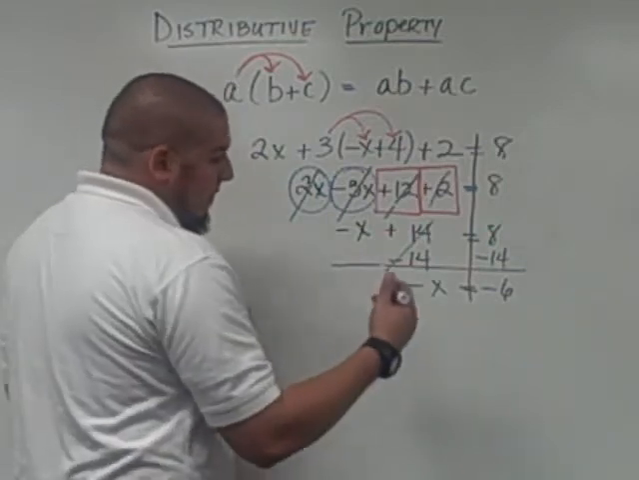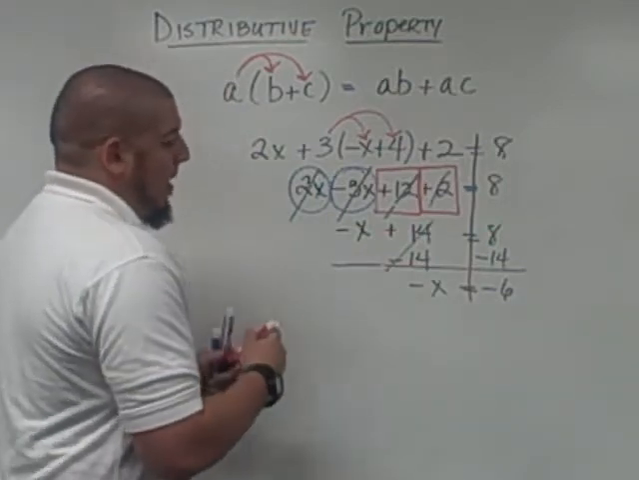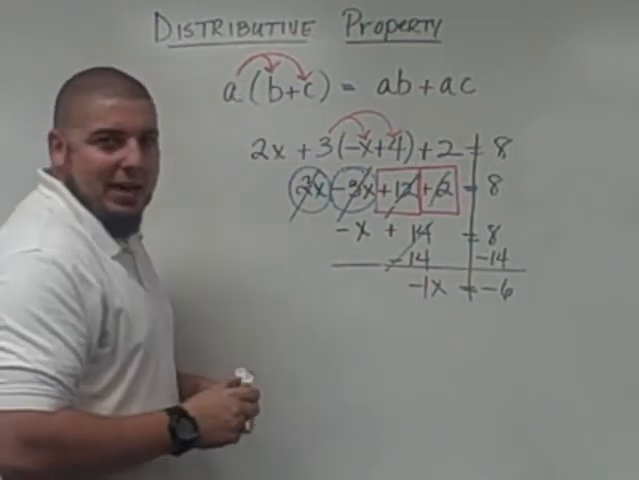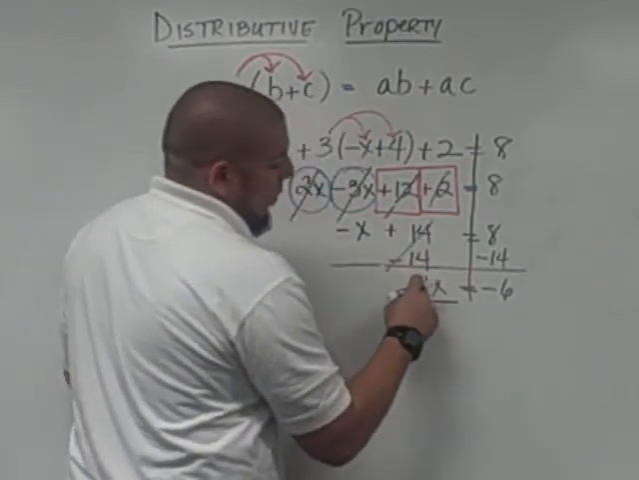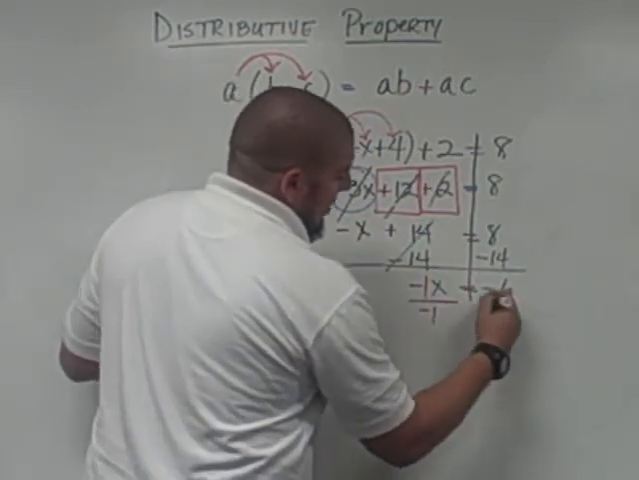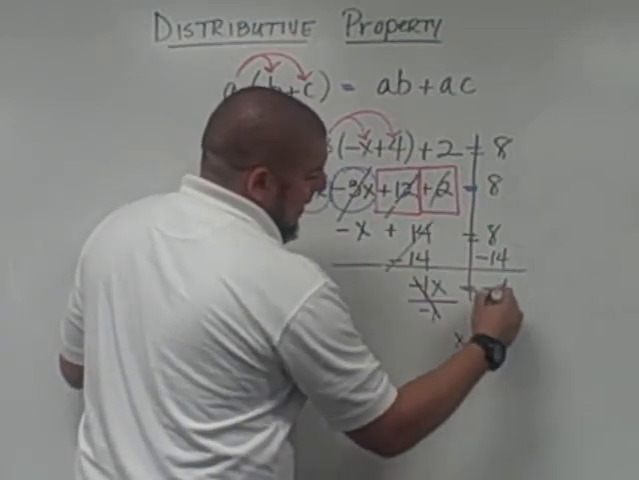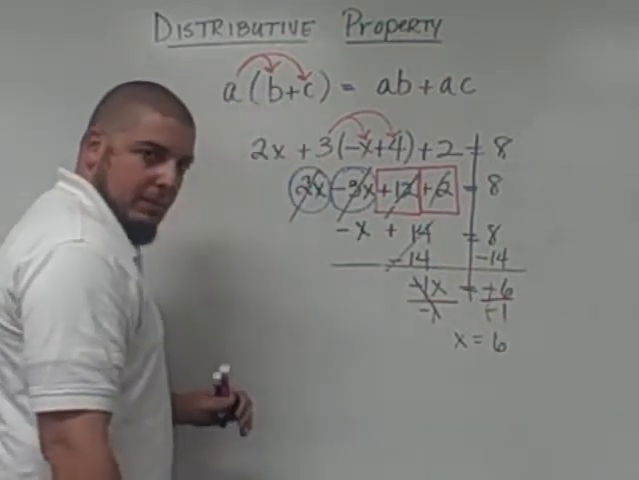Now, I'm going to show you the way mathematically you're supposed to work this out. Again, if you remember, this is basically like saying negative 1x. So mathematically, what I would do is divide, because it says negative 1 times x, so I divide both sides by negative 1. These cancel, leaving me with x equals, the negatives cancel, 6 over 1 is 6.